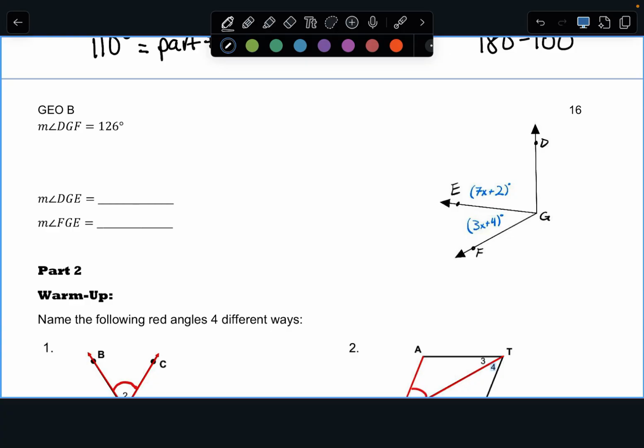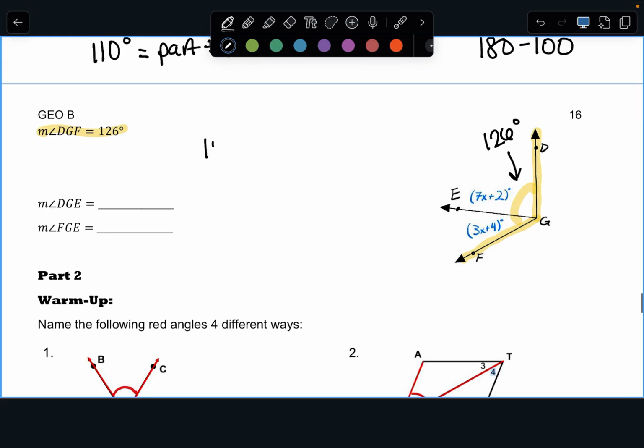This one, we're going to do the same stuff, but we have algebra now. It says the measure of angle DGF, so your entire angle, is 126 degrees. What's one of the parts of that angle? 3x plus 4. So that part plus the other part. What's the other part? 7x plus 2.